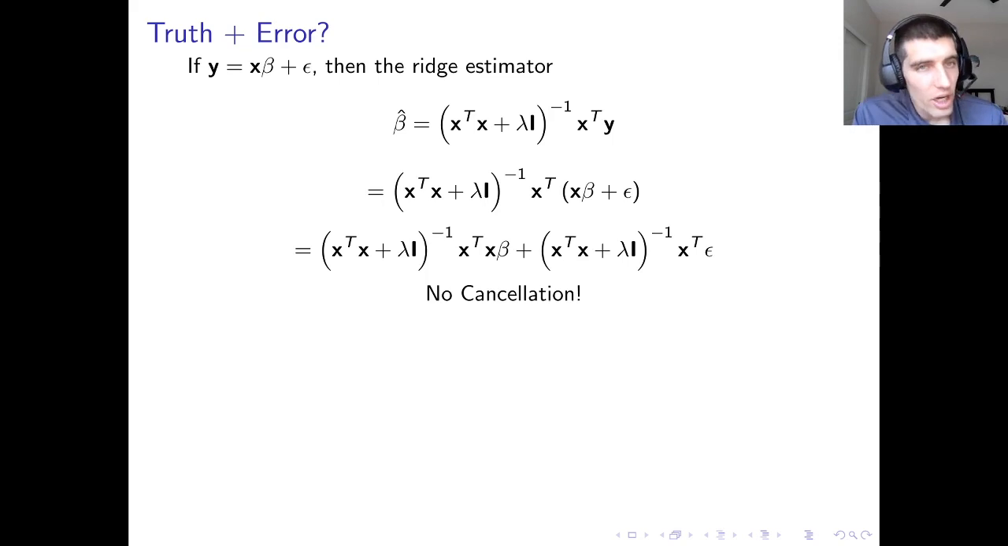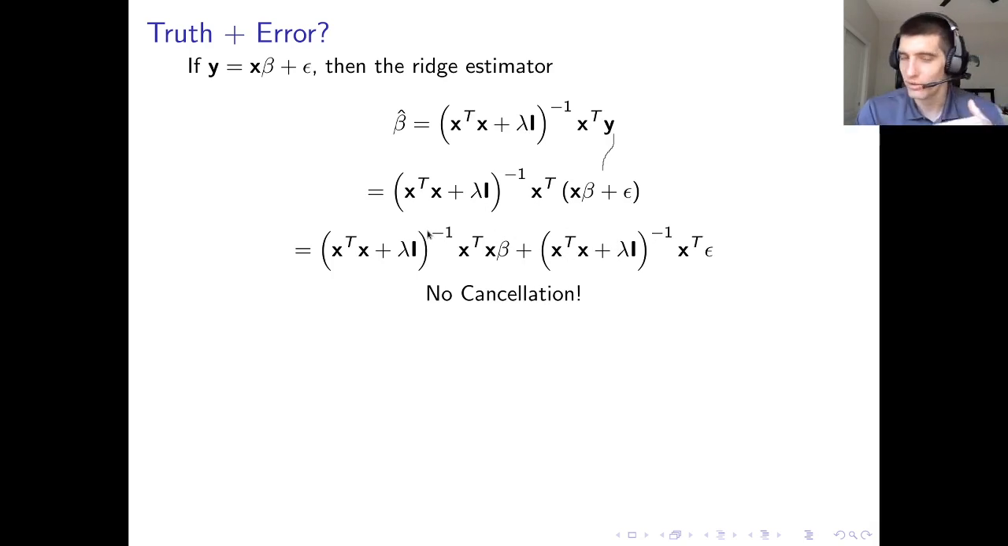The truth plus error representation. So we've seen the truth plus error representation. So this is beta hat equals X transpose X plus lambda I inverse times X transpose Y. This is the ridge estimator. I'm just going to plug in what I know for Y. This is an analysis we've seen, I'm just using a different estimator. Expand.